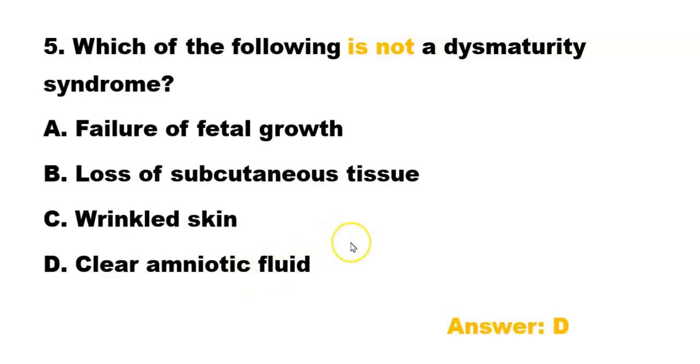If your answer is D, you definitely have got it, because dysmaturity infants typically have meconium-stained amniotic fluid. It is not clear fluid. The other options are features of post-mature syndrome infants.